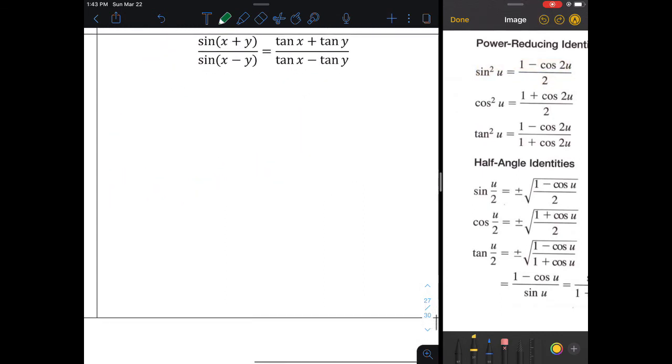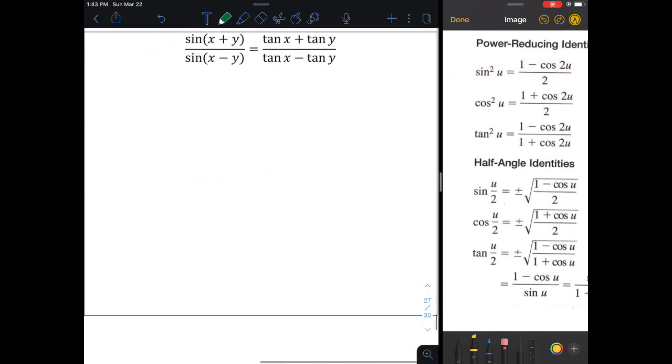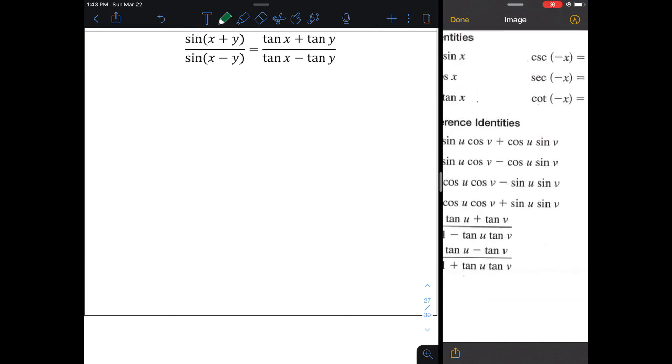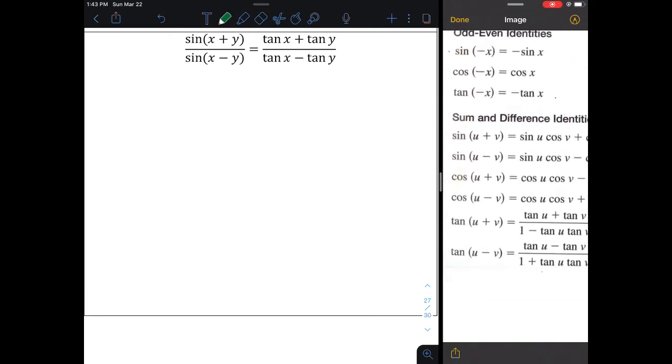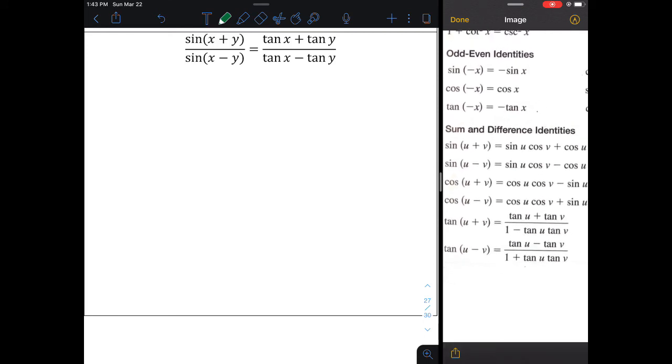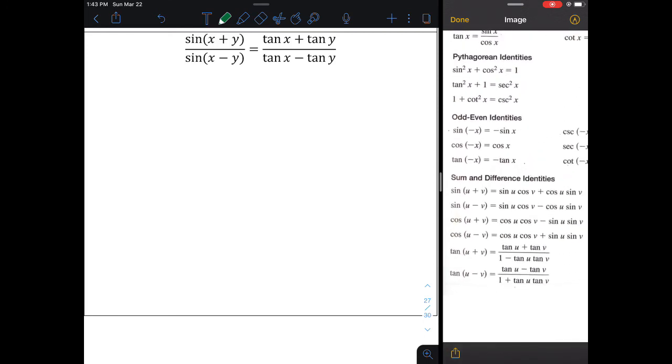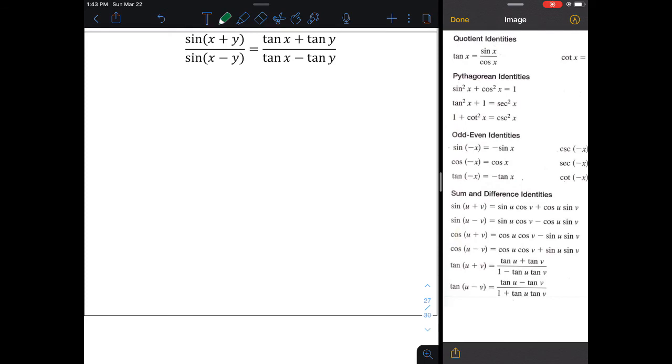All right, last proof here for this video. Sine of x plus y divided by sine of x minus y. Well, and I want that to become tangents. Tangent of x plus tangent of y over tangent of x minus tangent of y. So I have to break up the sum and the difference angles on the left-hand side. And so we're going to go find our sine of a sum and sine of a difference.